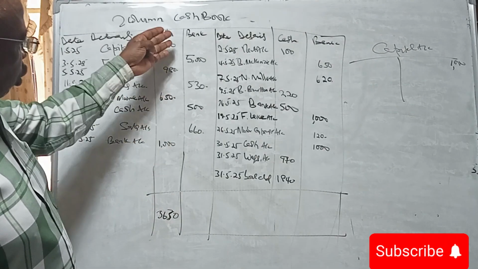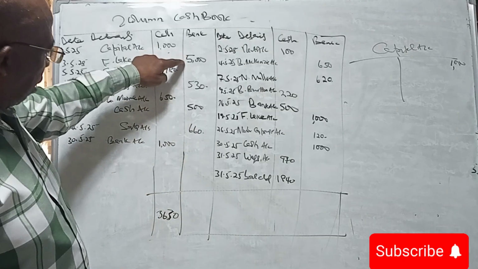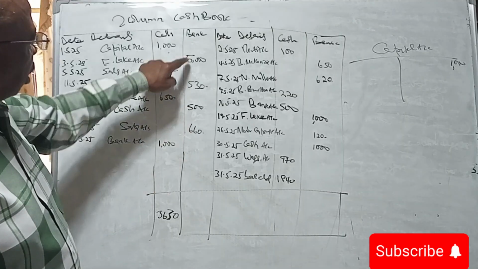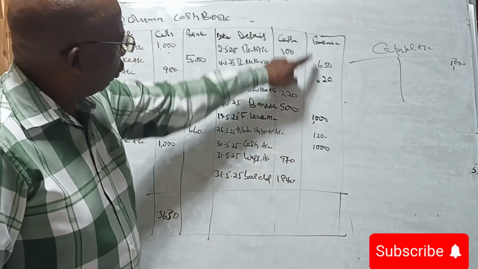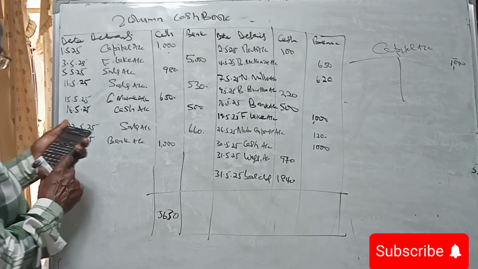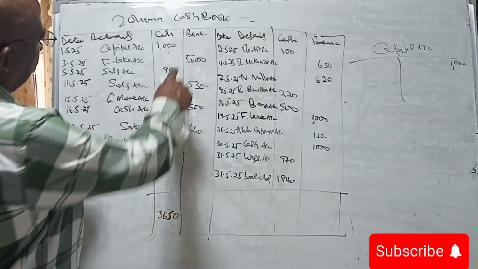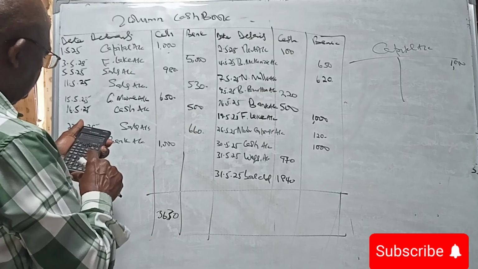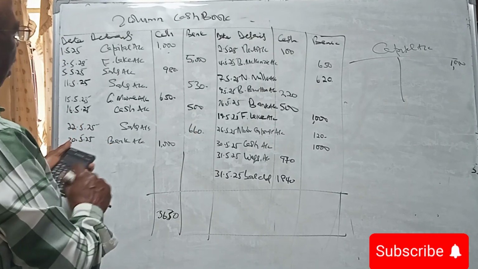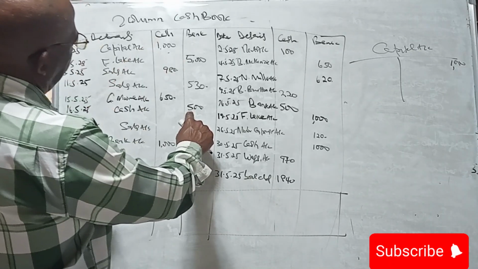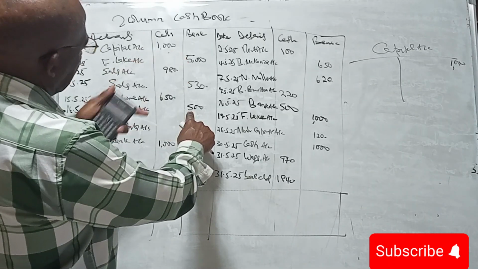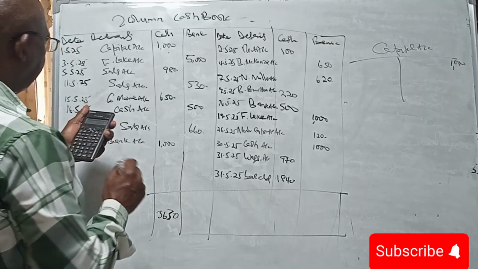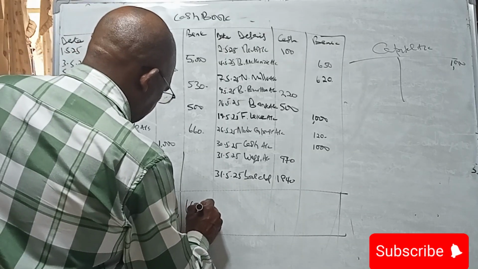Before you work on the bank column, you must ask yourself which side has more. Automatically you can see this side has more because this is already 5,000. This side you have only 2,000, so this side has more. You are lucky that the debit side has more. Ten thirty plus 5,000 is 6030, plus 660 gives us 6690.